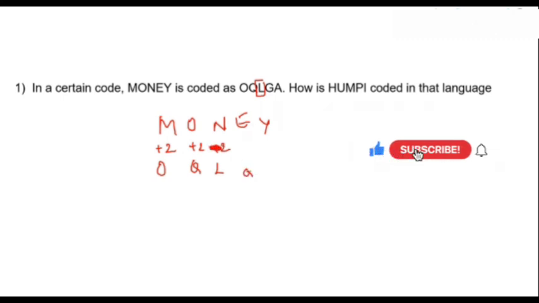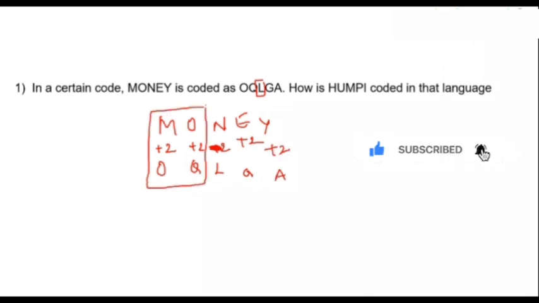Next, E to G is plus 2, Y to A is plus 2. Guys, you just observe it. Don't stop with respect to the first two values itself. Solve it till the end, because in between you have this value. So H plus 2, which is 10, that is J. U plus 2, that is W. Now M, should this be plus 2 or minus 2? This should be minus 2.